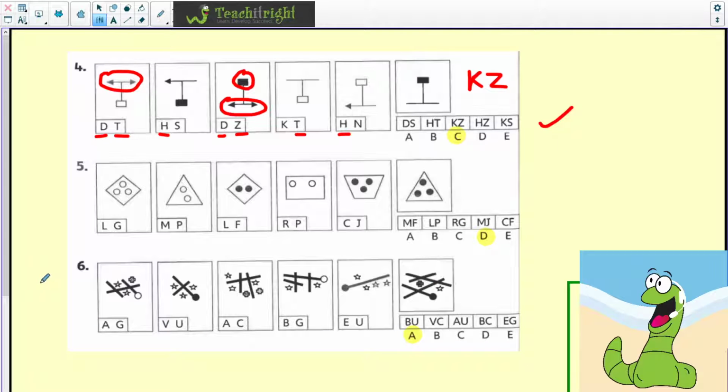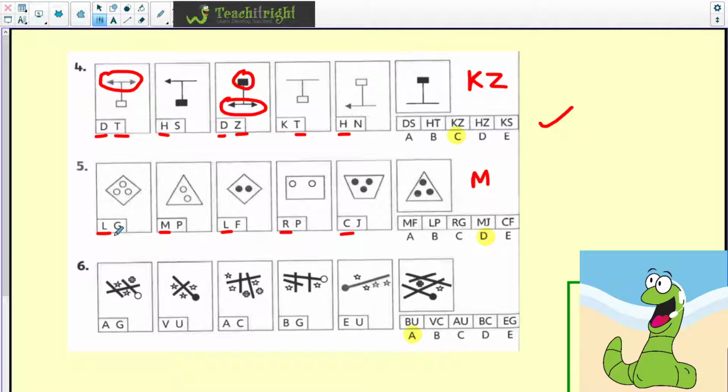Number 5, the answer is D. It's MJ. Let's just quickly run down through and see why they are the same. So we look at the 2 L's. It's all to do with the shape. M is the triangle, R is the rectangle, C is the trapezium. We need an M because we're dealing with the triangle.